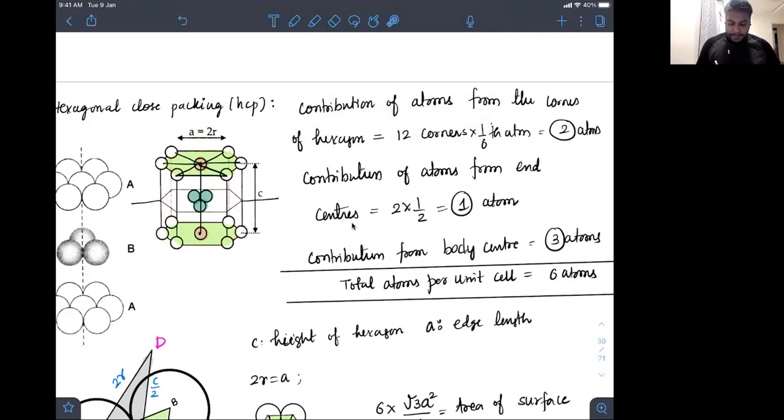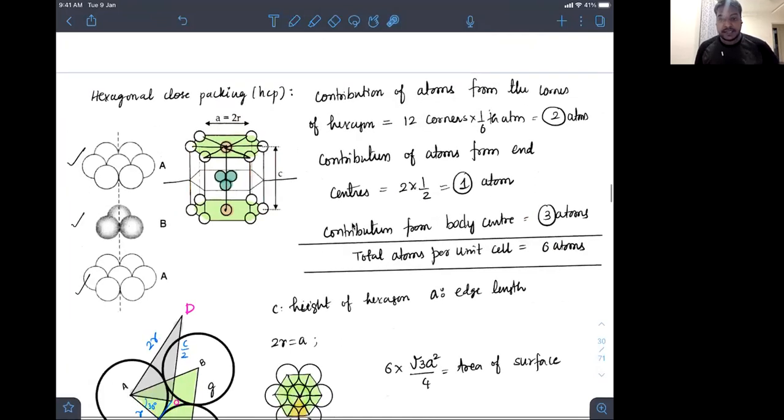Right, students? Next, there are 3 atoms within them. So the body center is contributing 3 atoms completely. And you can see one atom is here, which are the centers of those faces. So we can say there are 2 faces, each contributing half of it, which makes it 1 atom. So 2, 1 and 3, total 6 atoms. Clear, students? So total atoms per unit cell is 6.